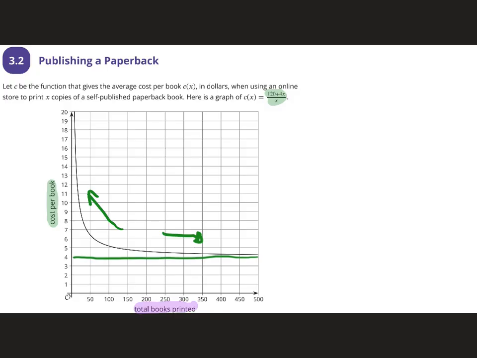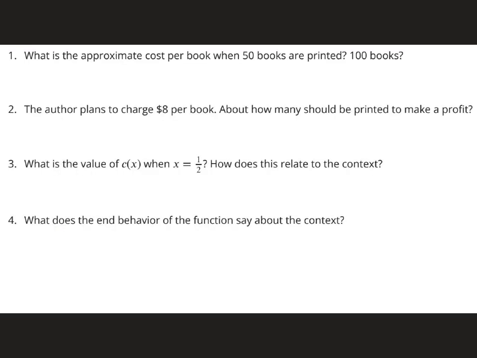Okay, now we can use this graph to answer the questions on the next page. You might have to refer back to this for the next questions. What is the approximate cost per book when 50 books are printed? So basically what you do is you put a dot at 50 books, you run up the line at 50 and intersect it with the graph. So let's do 50 books in purple. Let's do 100 books in red.